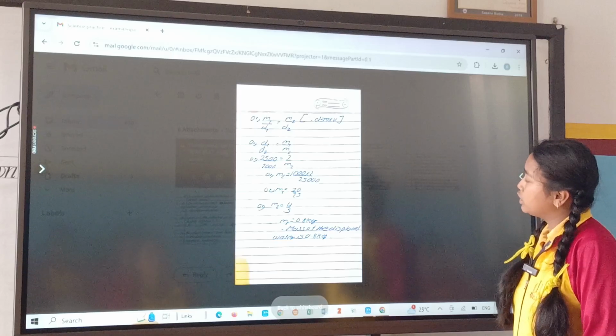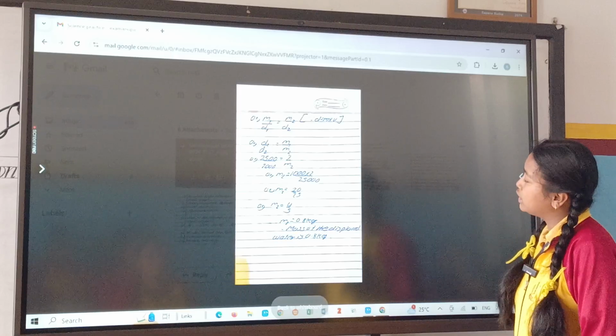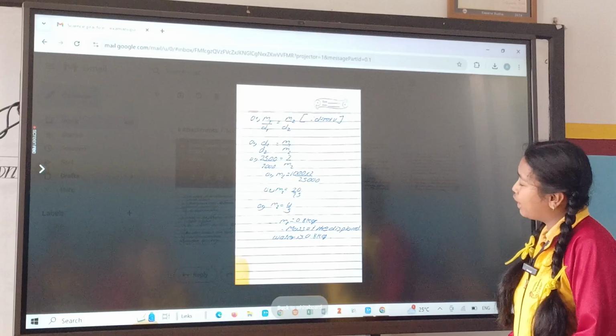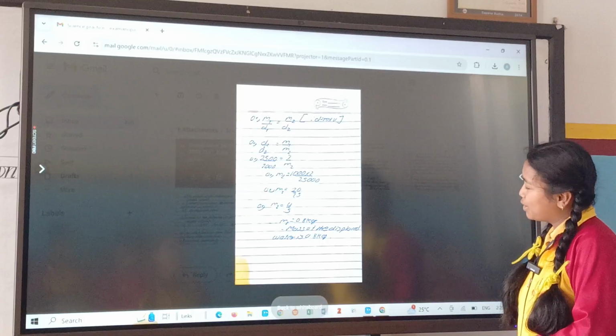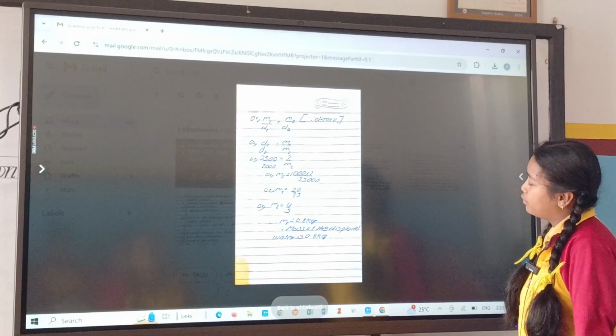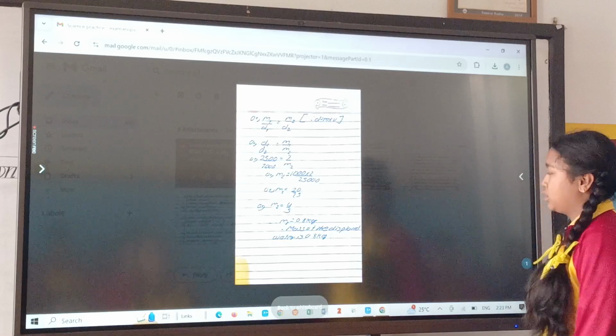M2 equals 1000 into 2 by 25,000 equals 20 by 25. M2 equals 4 by 5. M2 equals 0.8 kg.